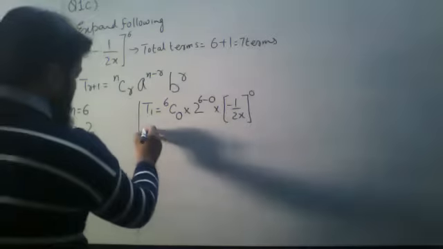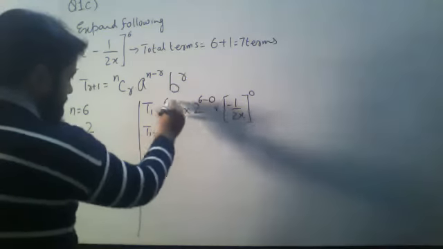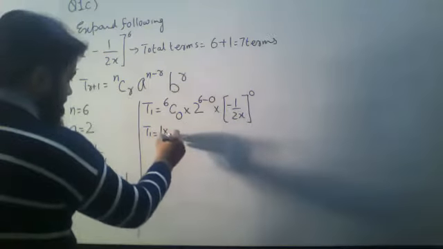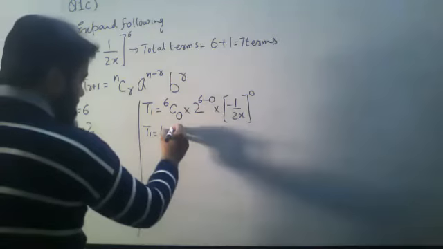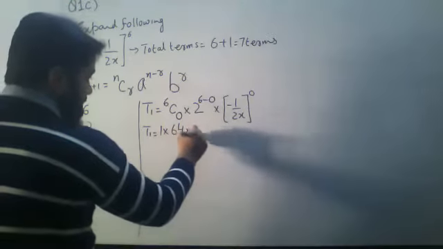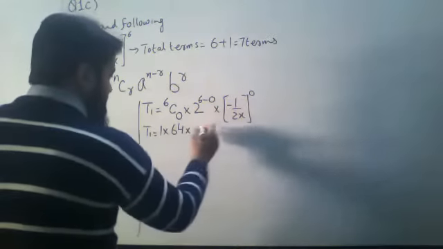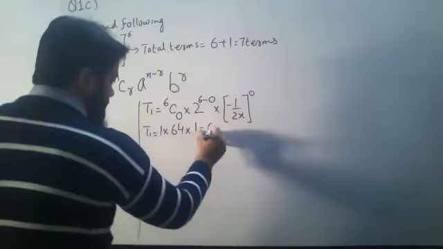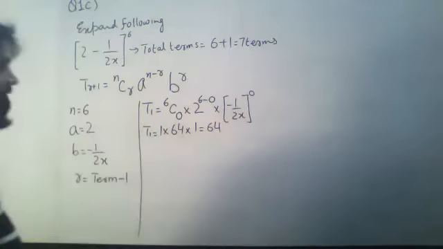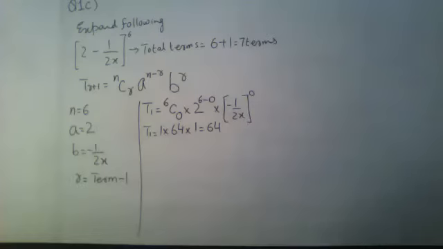Simplifying it, T1 equals 6C0, which is 1, times 2 to the power 6, which is 64, and this thing with power 0 is also equal to 1. So T1 is equal to 64. That's your first term over here.